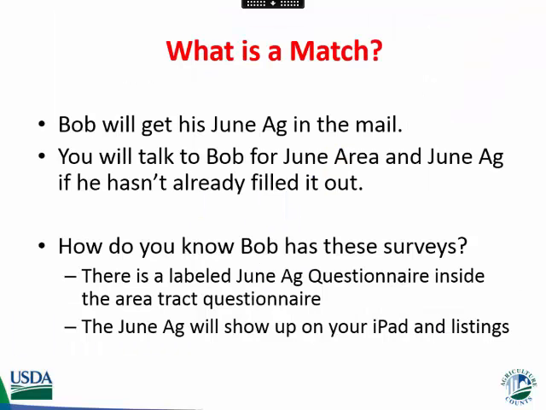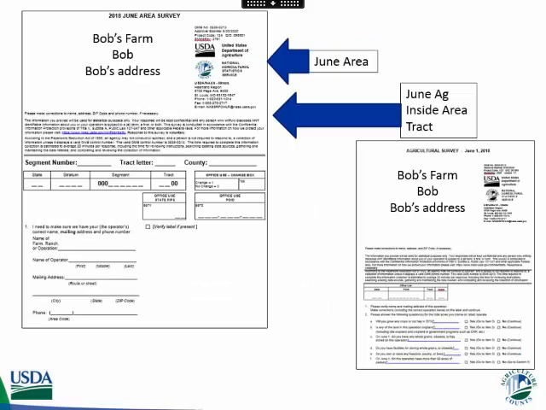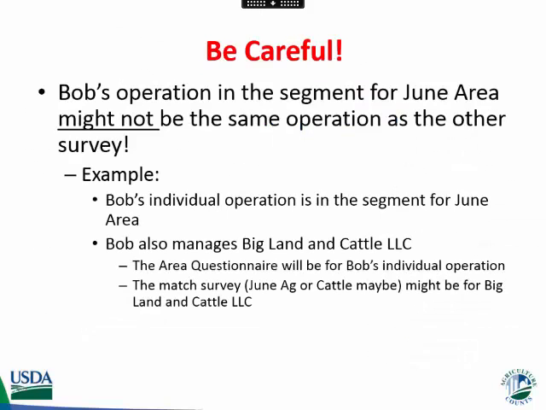Still pretty simple. So Bob is going to get his June agricultural survey in the mail, and then you're going to go talk to Bob for June area and June ag if he hasn't already had a chance to fill it out. Now, how are you going to know that Bob's there? Well, there's going to be a labeled June agricultural questionnaire inside the area tract questionnaire. Also, that June ag is going to show up on your iPad and your listings. So, here is what I mean by that. June ag inside the June area questionnaire.